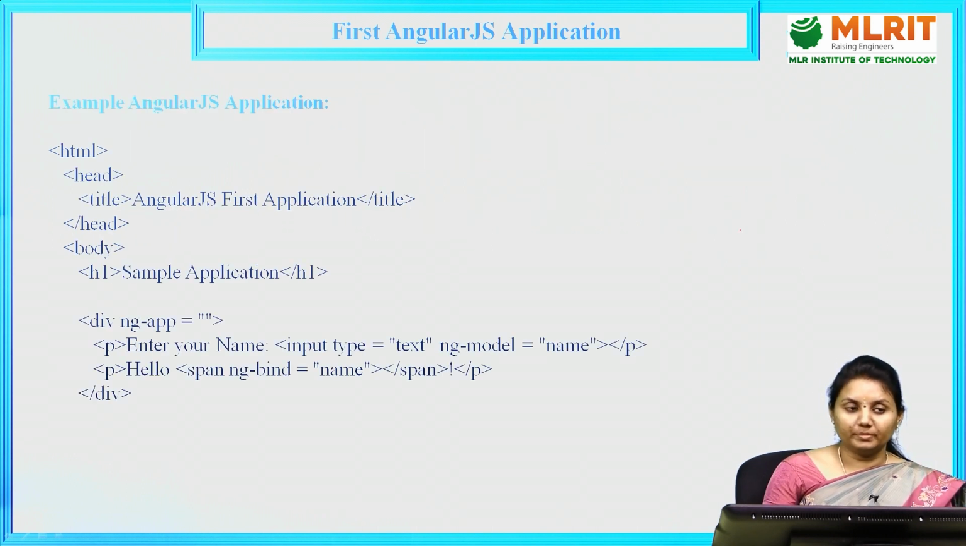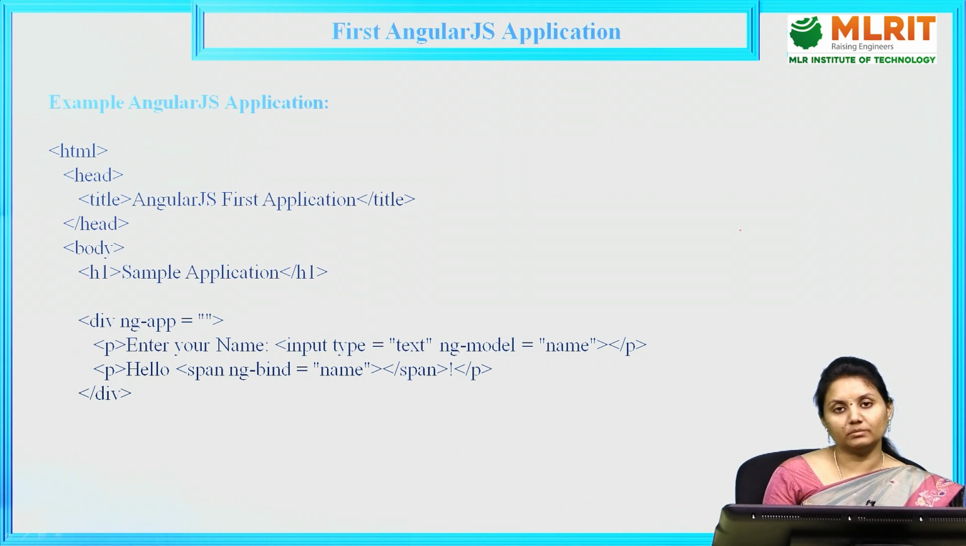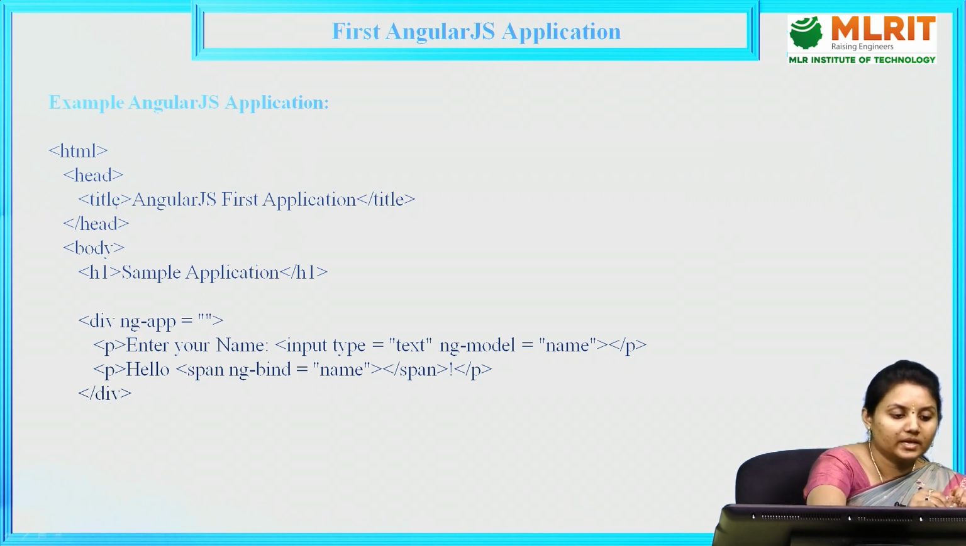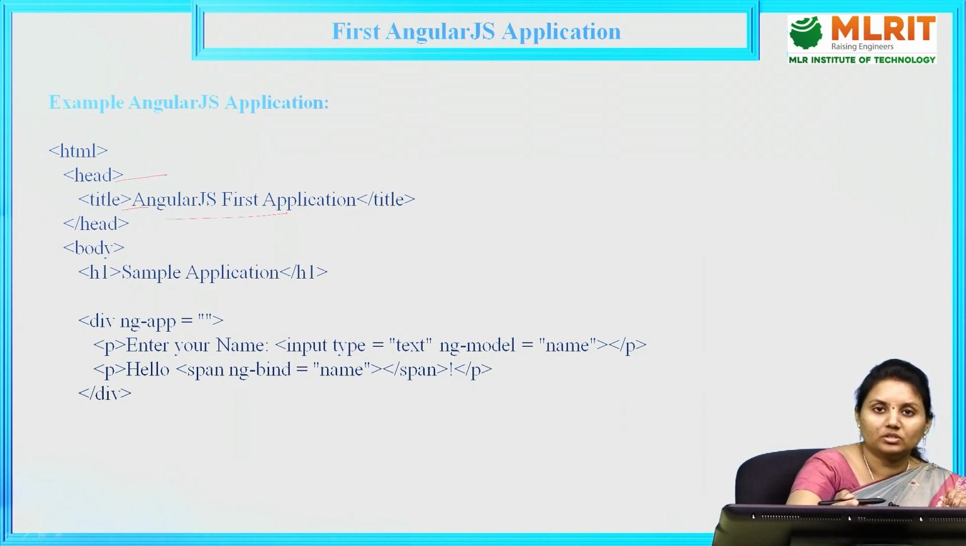Hope the previous parts, whatever ng-app, model and bind we have discussed, the same directives we use in AngularJS programs. This is an example program, where I have the HTML part, head part. Every head will have a title. So I just gave AngularJS first application. Then in the body, h1 is there, div is there. In div, what is there?